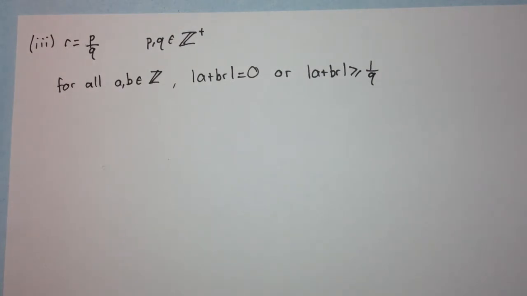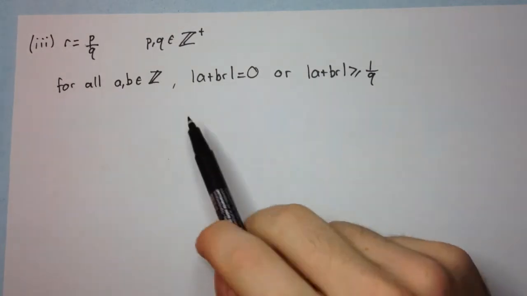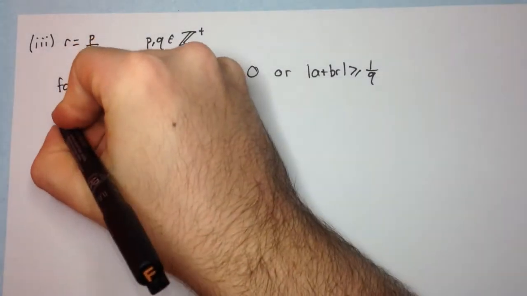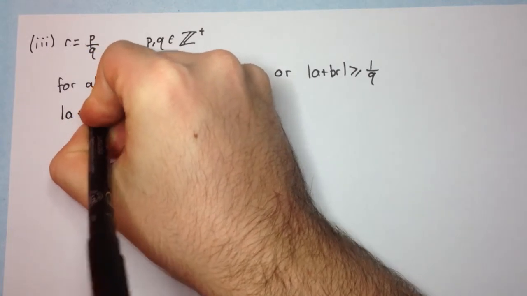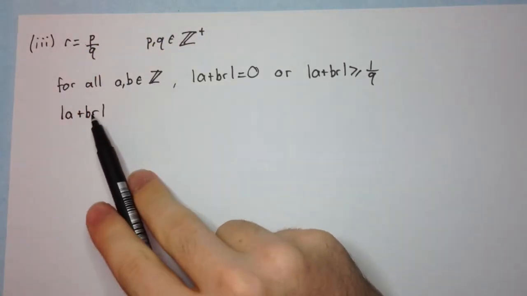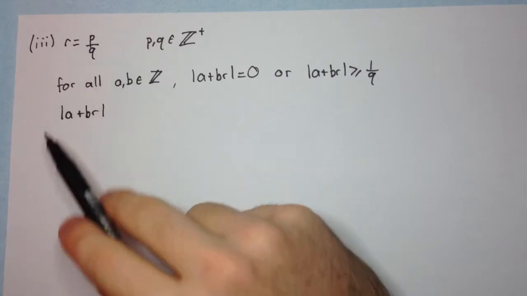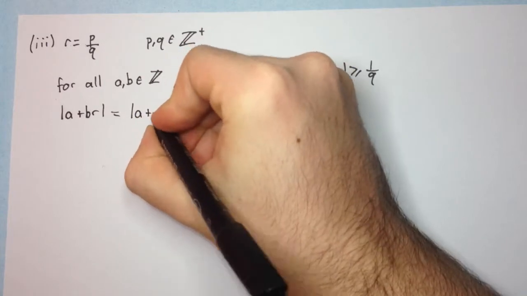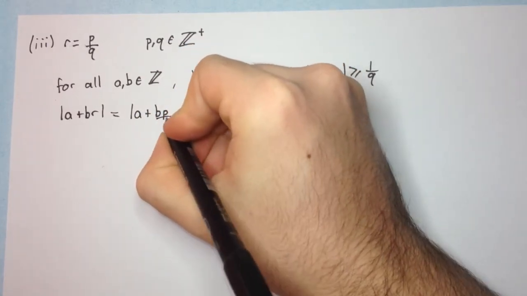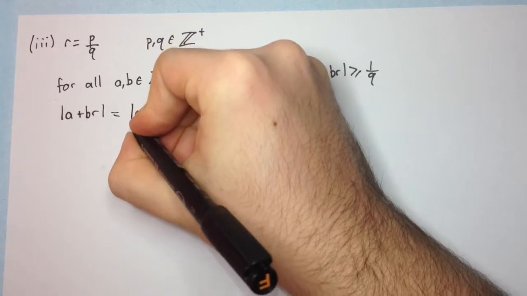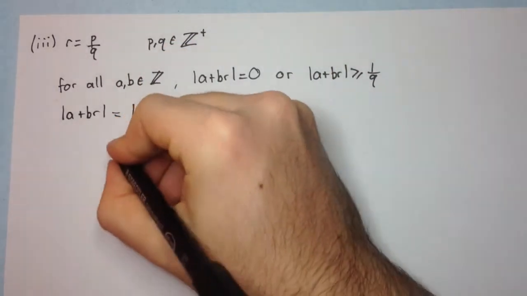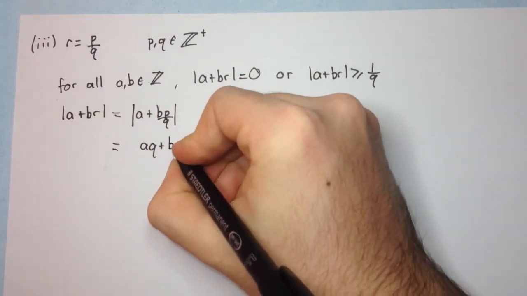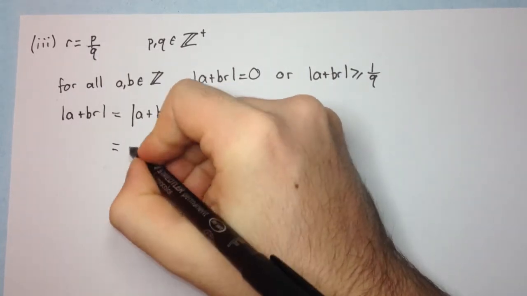So how are we going to do this? Well, it's pretty obvious that we're going to be working with the absolute value of a plus br. So let's write that down and see where we can go from there. So we have the absolute value of a plus br. And now we know what r is. r is p over q. So let's substitute that in for r. So a plus b times p over q, the absolute value of all this. Let's make a common denominator of q. We have aq plus bp over q.